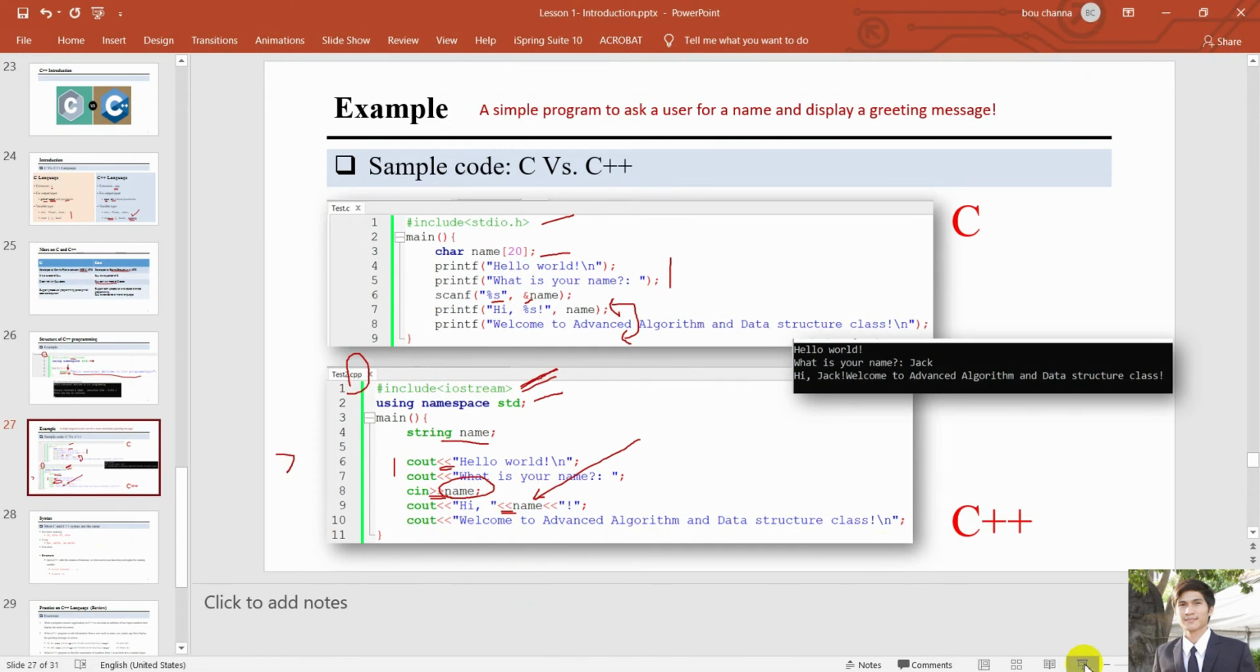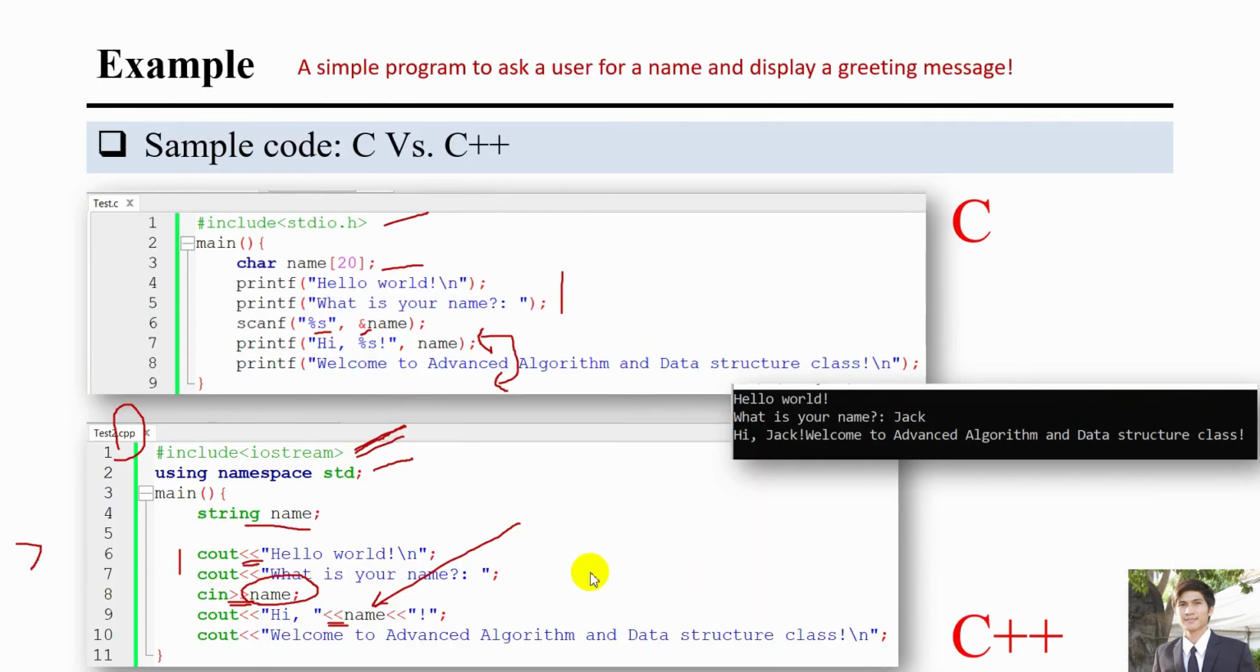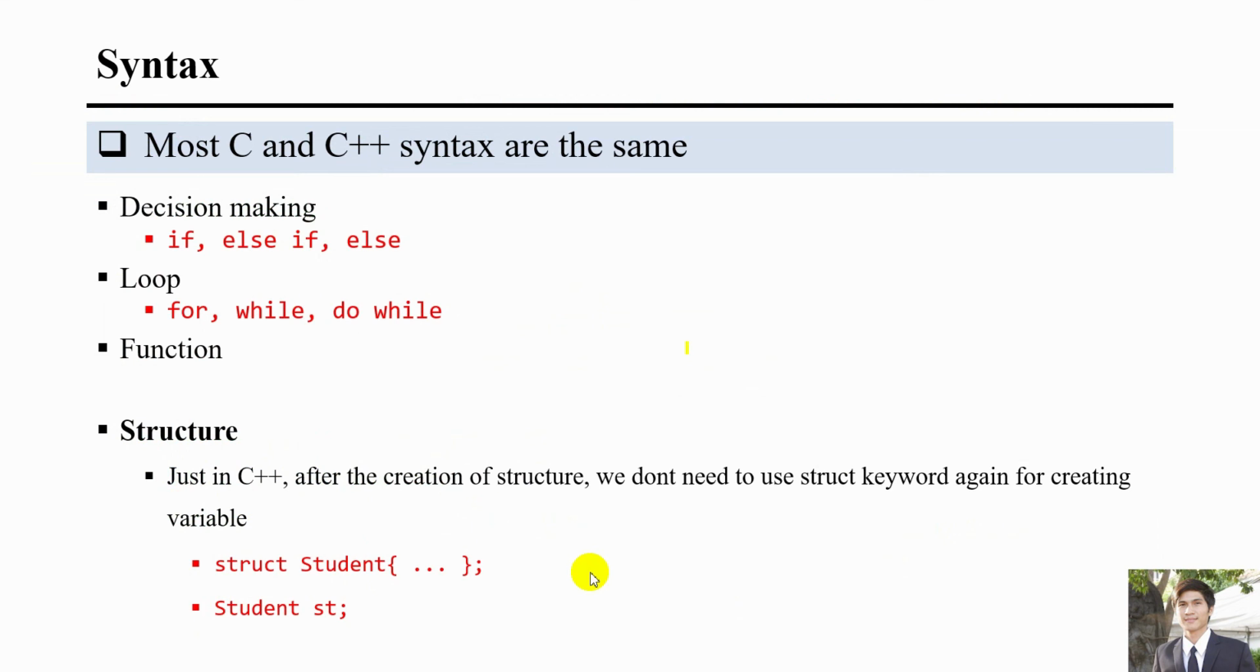Okay, now I will come back to the slide a little bit before we finish this video. So most of C and C++ are the same. For example, you use if, else for decision making condition. For loop, while loop and do while, the syntax are the same as C. Okay. But for structure, C++ gives you a more convenient way to create a structure.